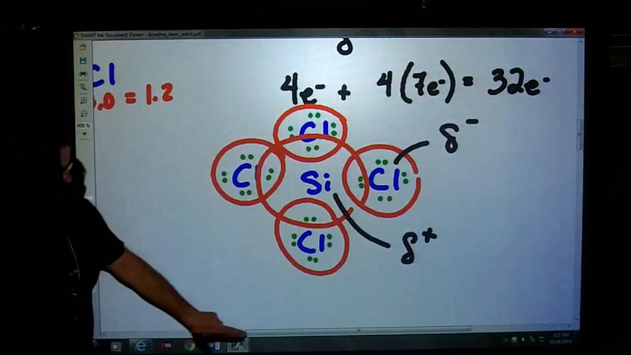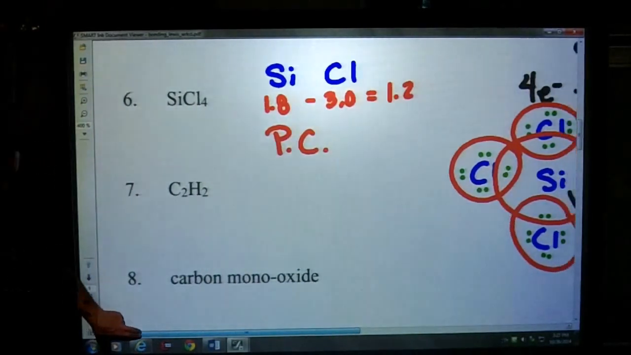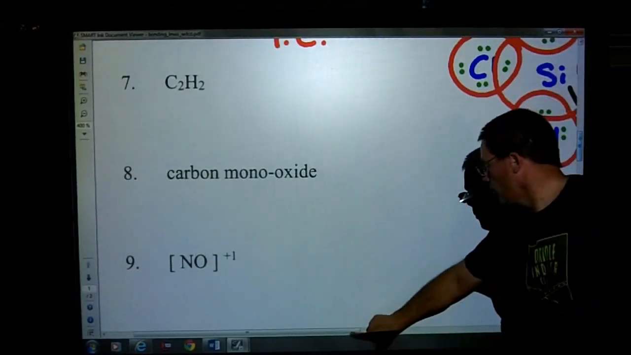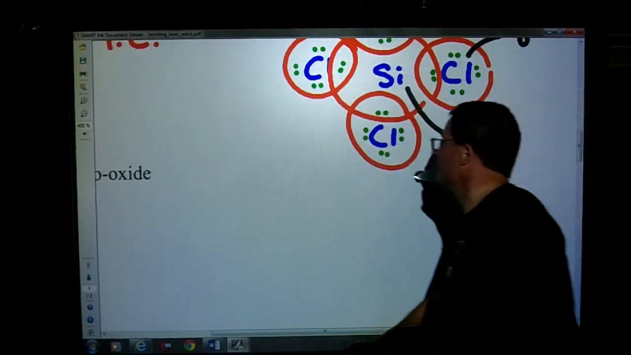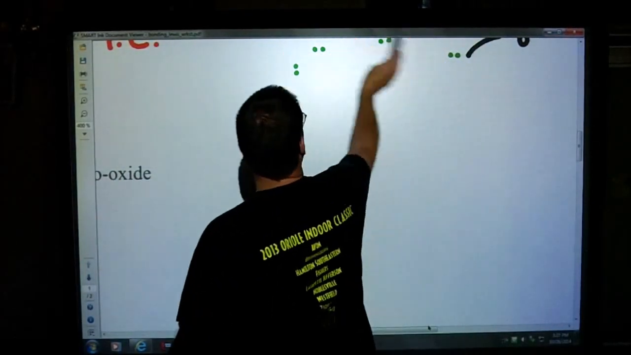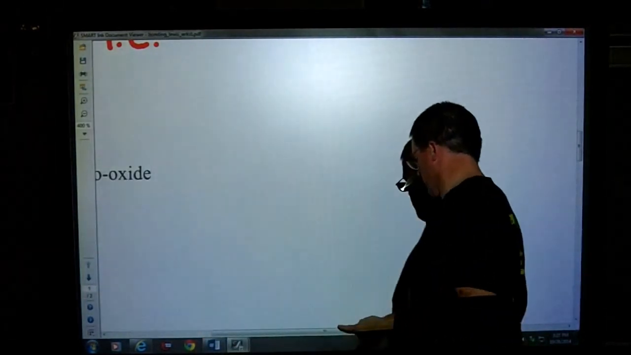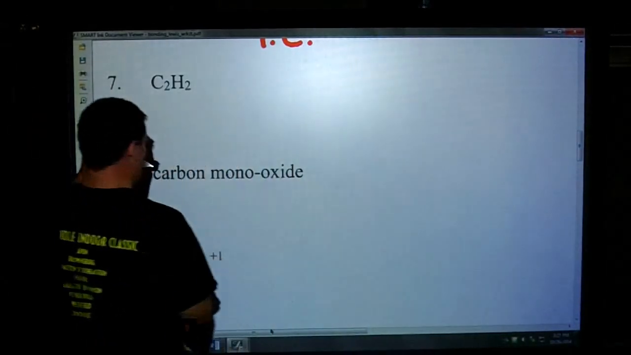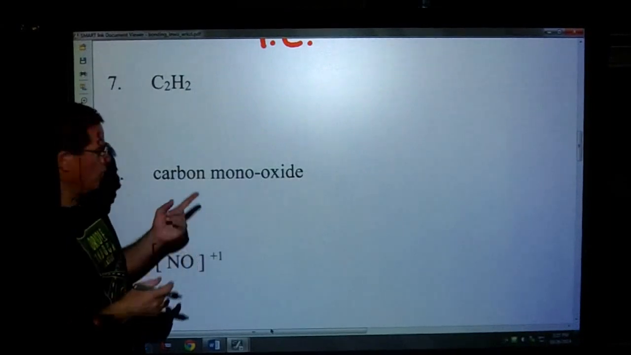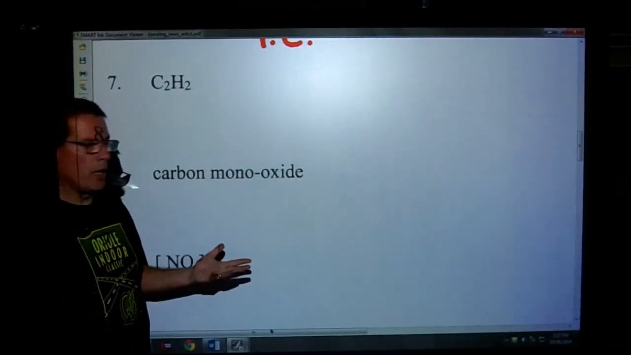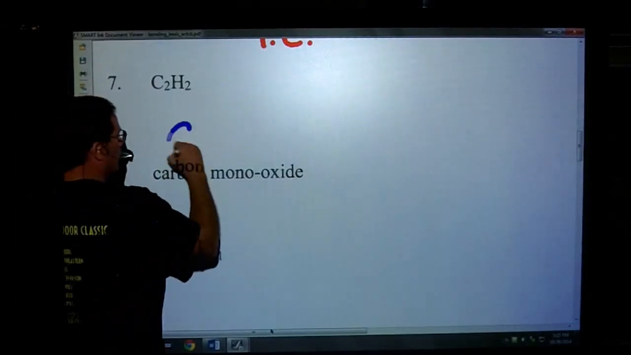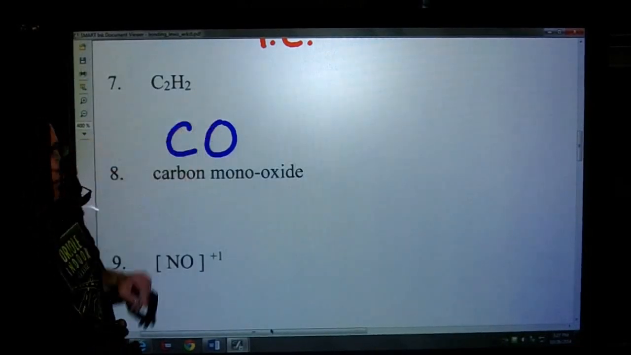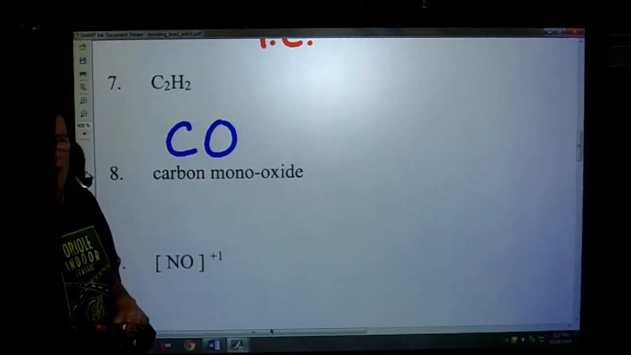Isn't that fun? All right, let's look at number 8, carbon monoxide. I might need to erase that since we're going to need some space here. The first thing we have to do is write out the formula. Carbon monoxide tells you that you have a nonmetal with a nonmetal. We don't have any Greek prefix in front of the carbon, so you just have a C. Monoxide, we only have 1 oxygen. So that's our formula, and yes, you are still responsible for being able to write that.